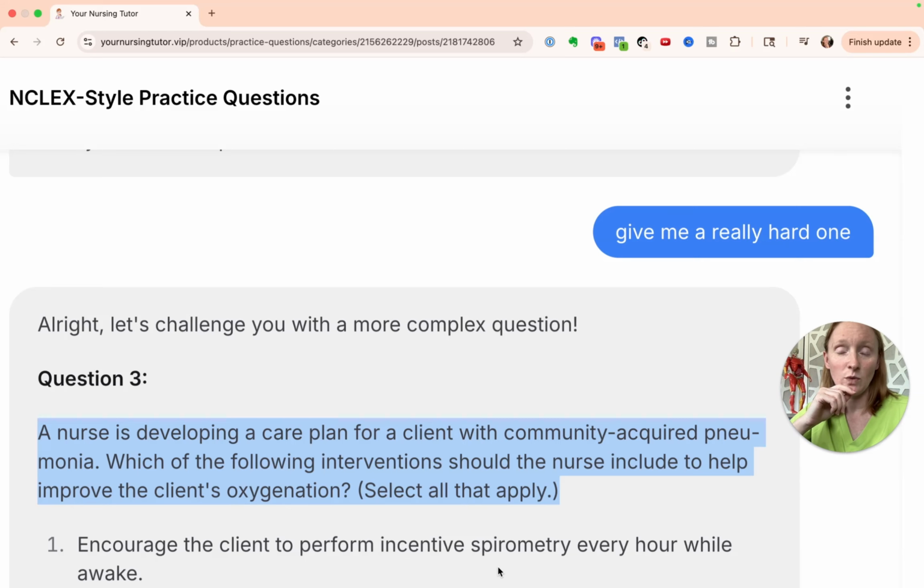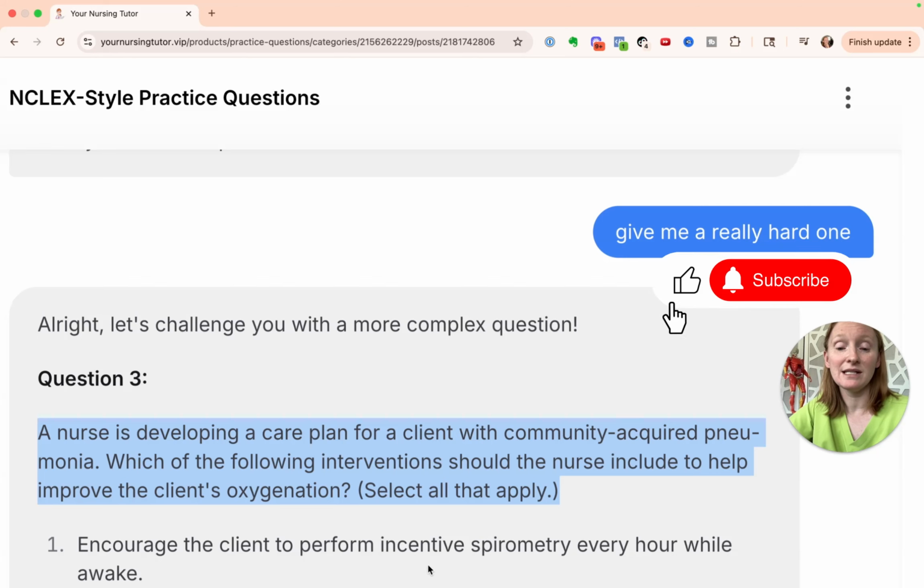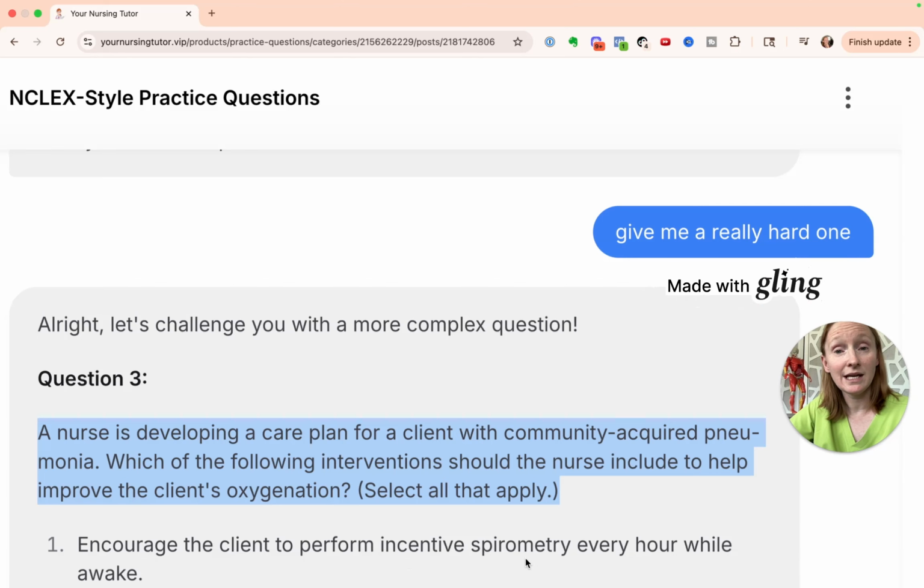Now, sometimes we want to ask the one question to rule them all about the answer choices too. For example, with this, what do I need to know in order to be able to make a decision about this answer option? I need to know what incentive spirometry is. If I didn't know that, I would have a hard time deciding if this answer choice was a good one or not, and if I should say true or false. The other thing that I might need to know is what's the normal nursing skill for being able to do incentive spirometry?